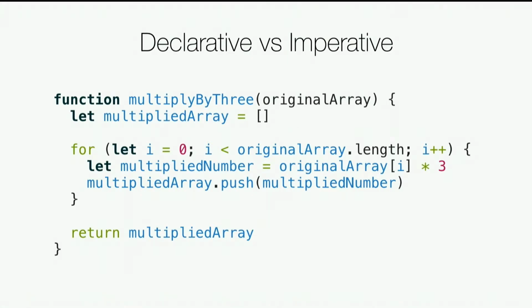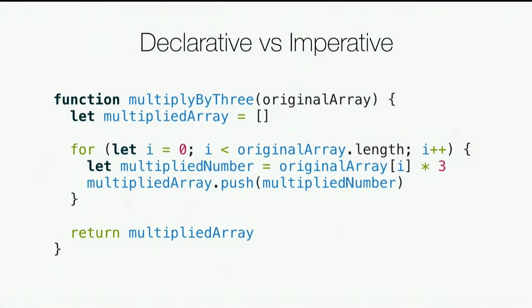Because I'm saying, okay, first I'm going to initialize an empty array and assign it to the variable multiplied array. And then I'm going to initialize a counter. I'm going to count until we reach the original array length, and I'm going to increment that counter every time of the for loop. And then inside there, I'm going to set another variable, set it to the original array value at that index, multiply by 3, push that onto the array that I declared, and then return that.